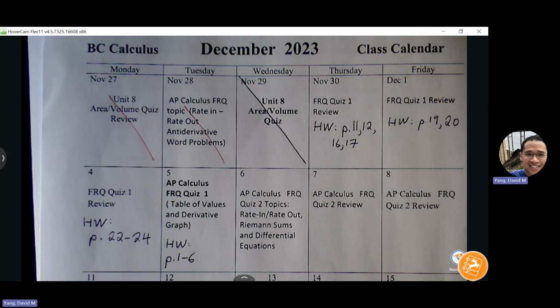Okay, so let's go to page 11. I think we can get through pages 11 and 12, and then I'll let you guys work. If you have time, work on pages 16 and 17, but if not, you'll do those at home. Okay, so pages 11 and 12.